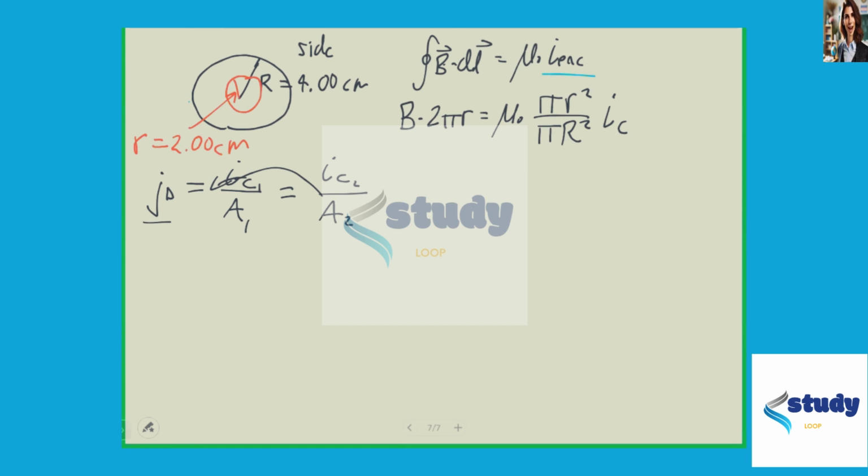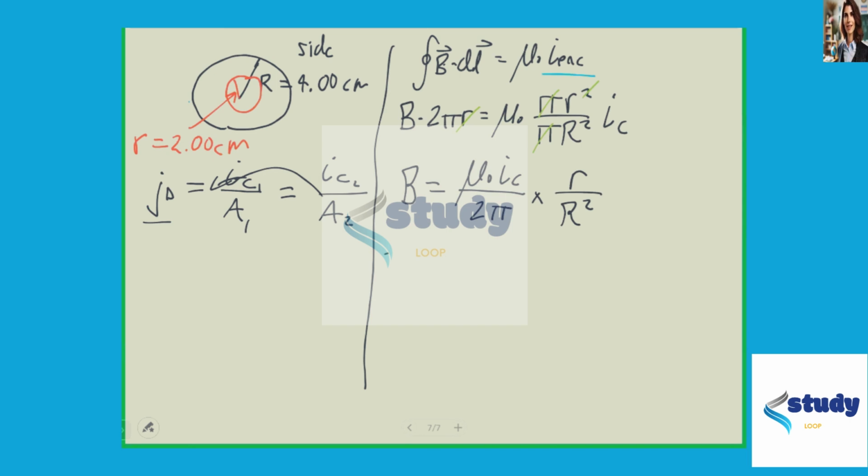So once you have this, we can do some cancellations. There's going to be a few cancellations here. We're getting rid of these pi's, and we're getting rid of one factor of r. So what we're left with is B equals mu naught I c over 2 pi times r over big R squared. So that's the final formula for the magnetic field.